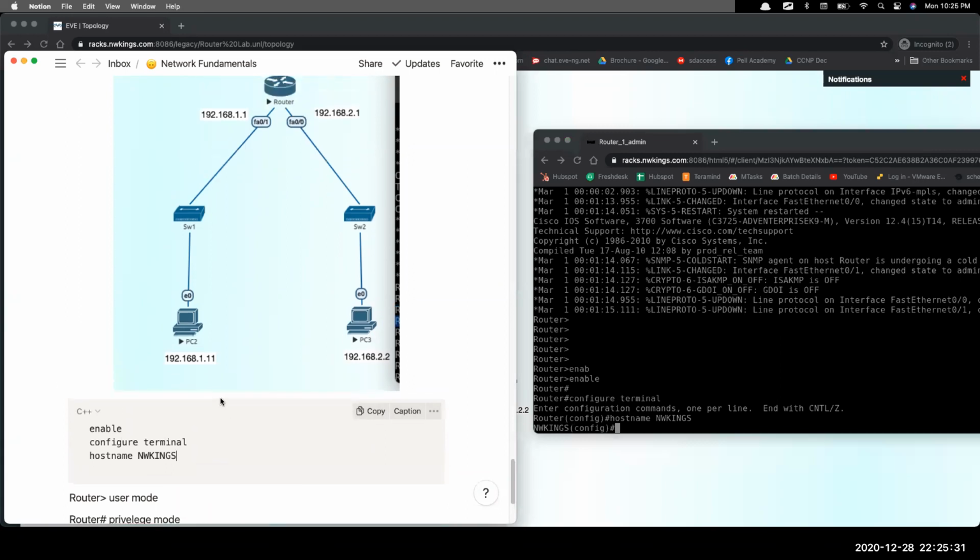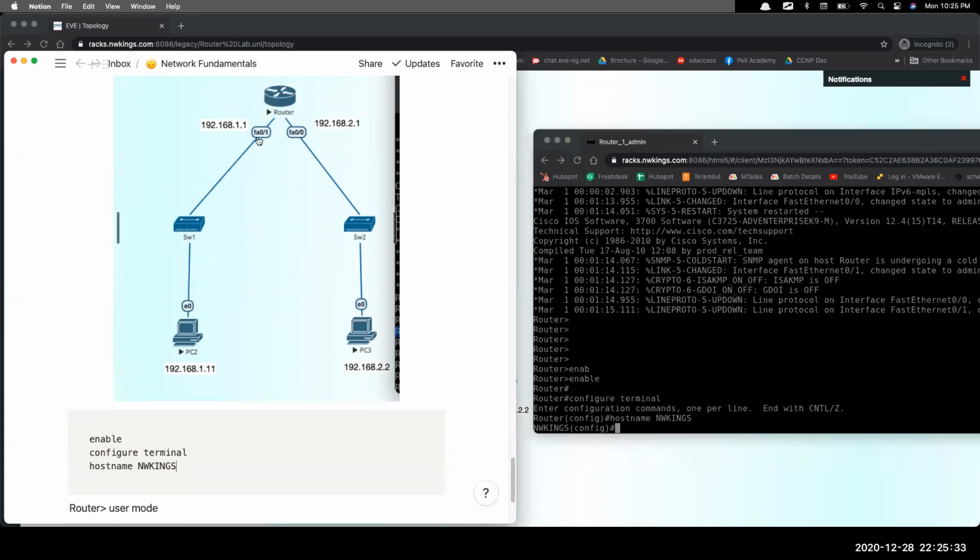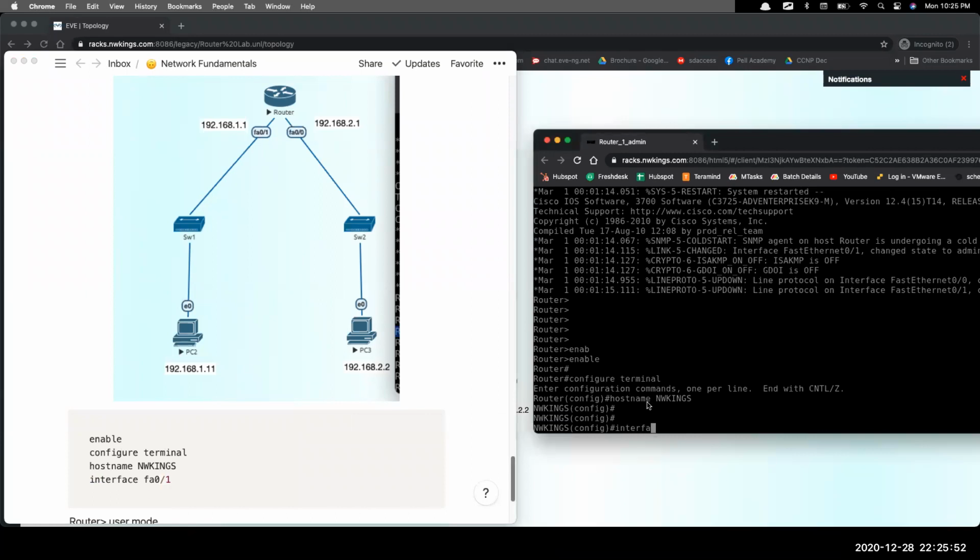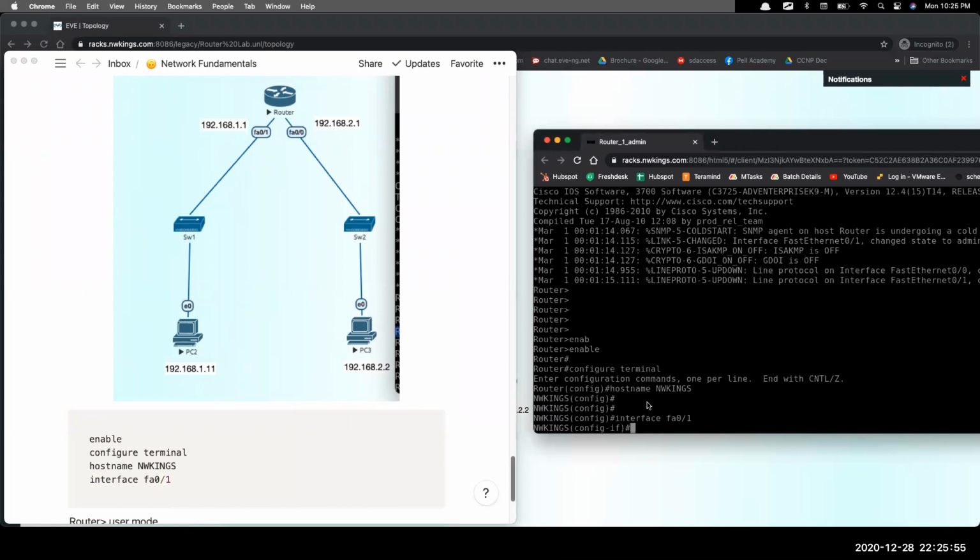Now I want to give an IP address to this router. So this is the interface. What is this? This is the interface. So I will type interface. Router ports are known as interfaces. Interface FA0/1. So you can see FA0/1. So I will type interface FA0/1.